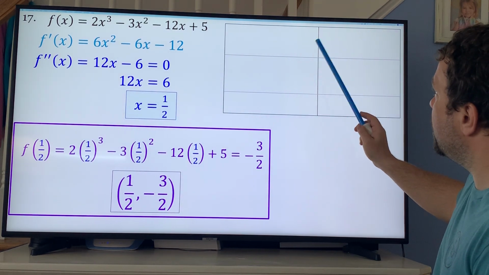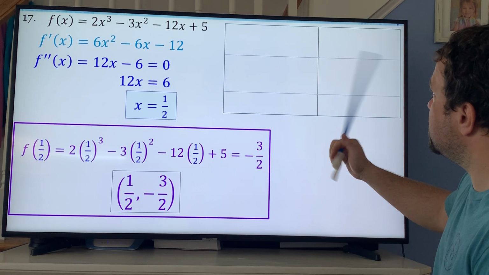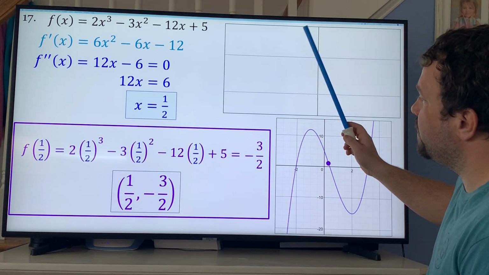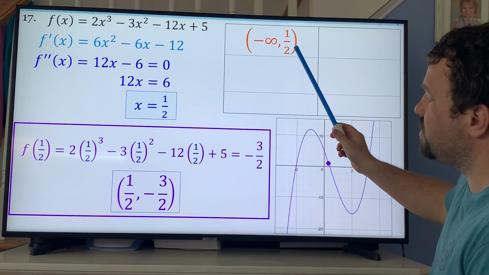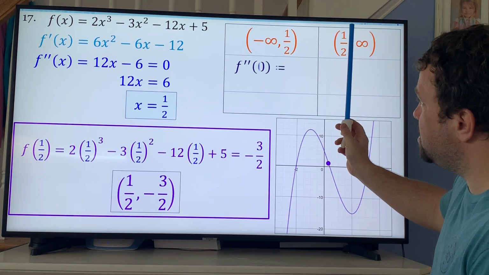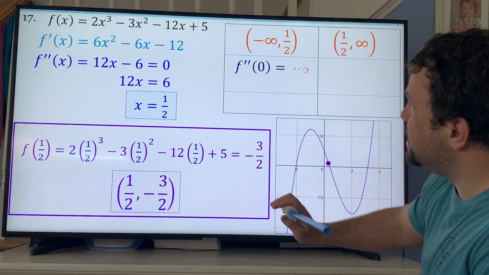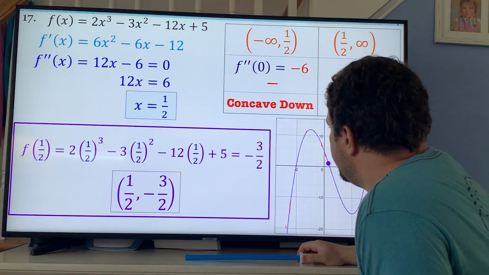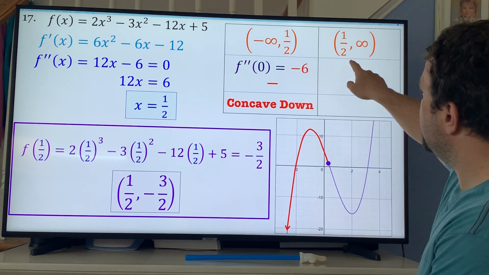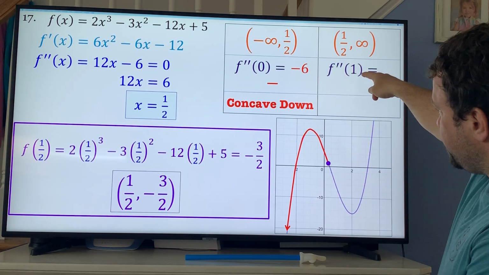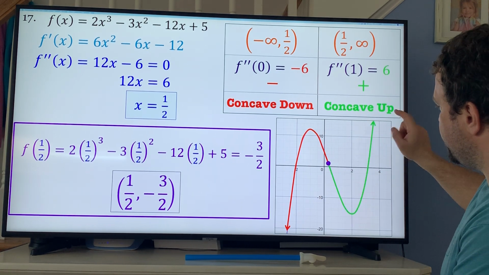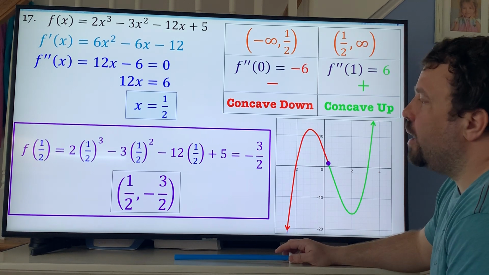We're going to do our intervals. So this is what the graph should look like. Our interval here is from negative infinity to positive 1/2, sorry, 1/2 to infinity. Point between these two, 0. 0 minus 6 is -6. Negative number, concave down. Notice, the graph is concave down here. This is its point of inflection. For 1/2 to infinity, plug in 1. All right, 6. 6 is a positive number, concave up. All right. And question number 17.